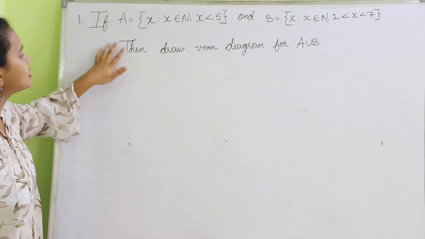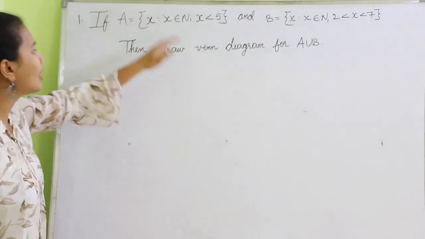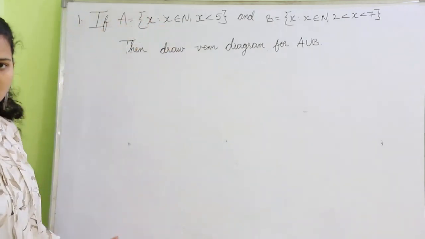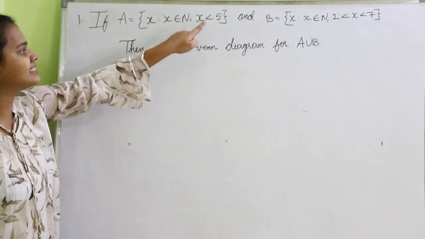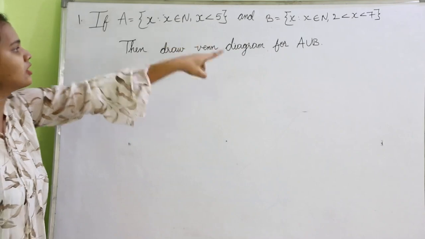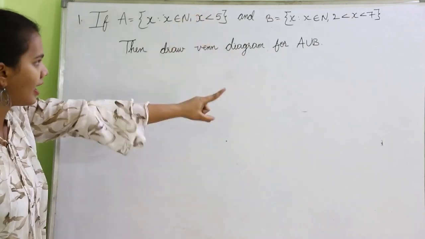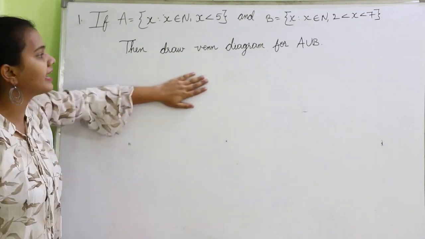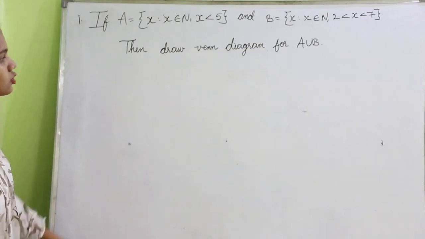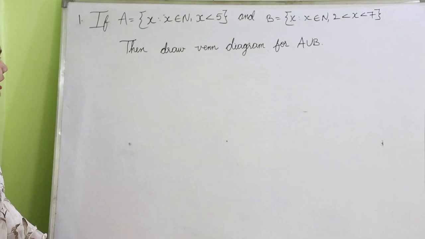If A equals the set of x such that x belongs to N, the natural numbers, where natural numbers start from 1, and x is less than 5, and B equals the set of x such that x belongs to N, where 2 is less than x less than 7, then draw the Venn diagram for A union B. So here they asked to draw the Venn diagram for A union B.